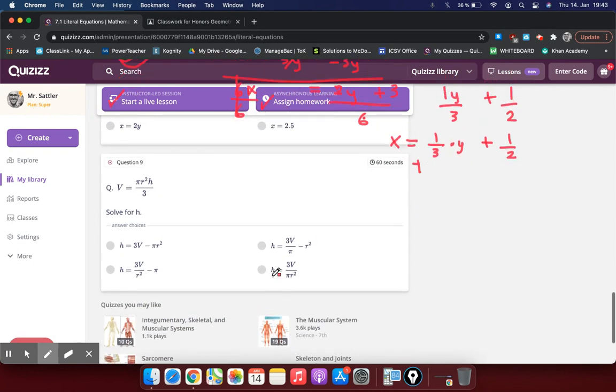Okay, and the last one, this is the volume of a cone, which we'll cover later in class. So again, whatever number is here, just multiply both sides to get rid of it first. So we have 3V equals pi r squared h. These are all multiplied together. So if we want to solve for h, we can just divide by pi r squared on both sides, and we're done. The pi cancels out, the r squareds cancel out, and we've just got h over here. So that one is going to be this one, 3V over pi r squared.